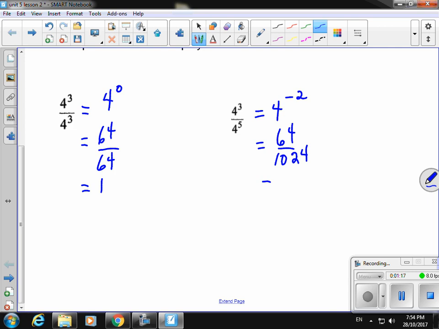So I'm going to divide out 64 top and bottom, and I will get 1 over 16. It appears that 4 to the negative 2 is the same as 1 over 16. Crazy.